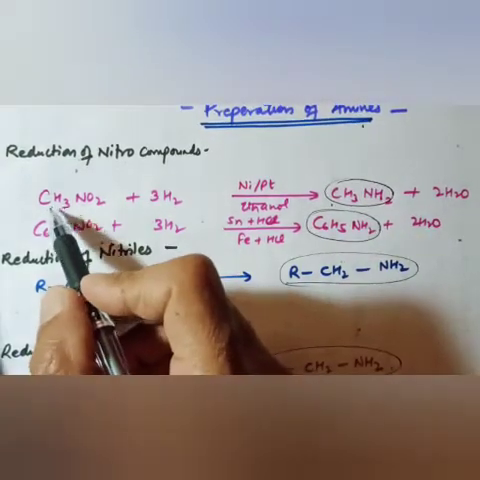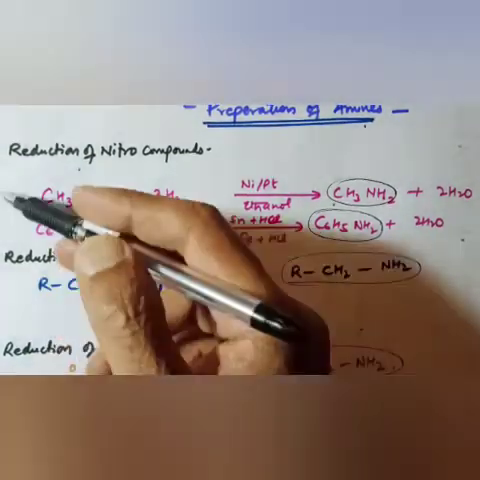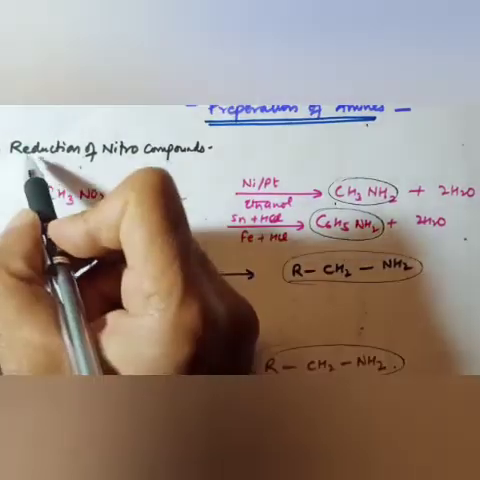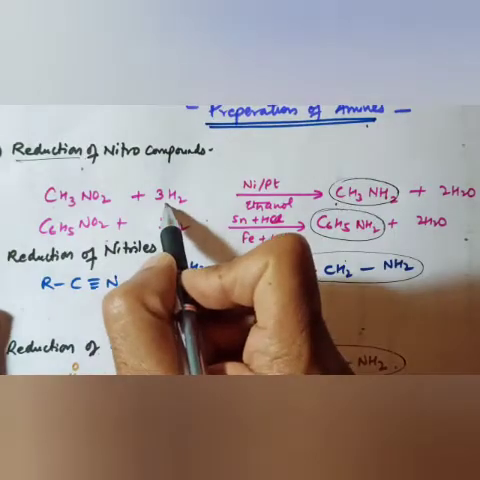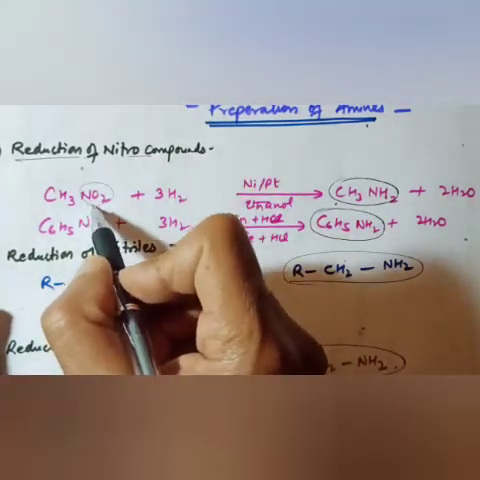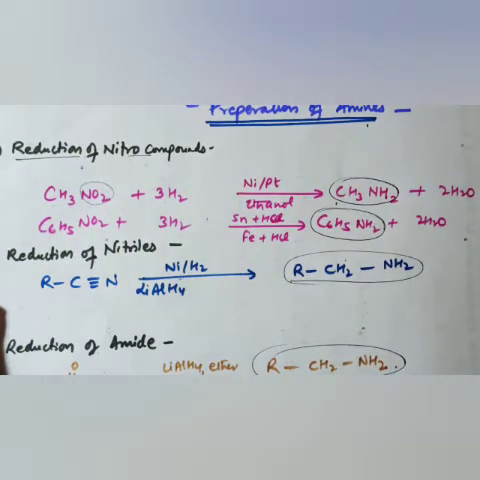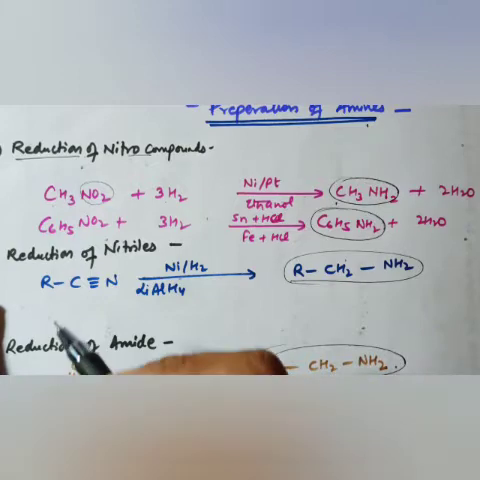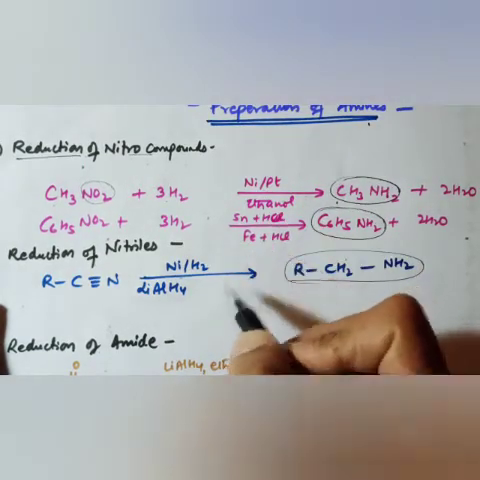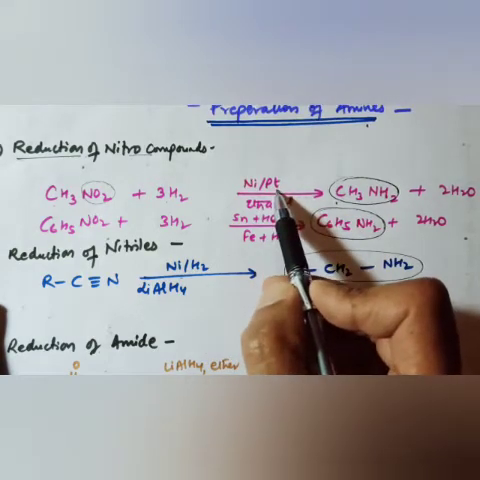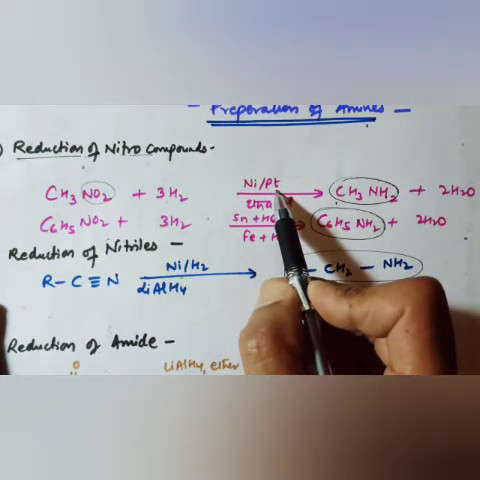First, there are 5 methods, with the help of which we can prepare amine. First is by reduction of nitro. Reduction means addition of hydrogen. Nitro means the nitro group, NO2. So both aliphatic and aromatic primary amines can be prepared by the reduction of nitro compounds, either catalytically with H2 hydrogen in the presence of nickel or platinum, or chemically with active metal in acidic medium.